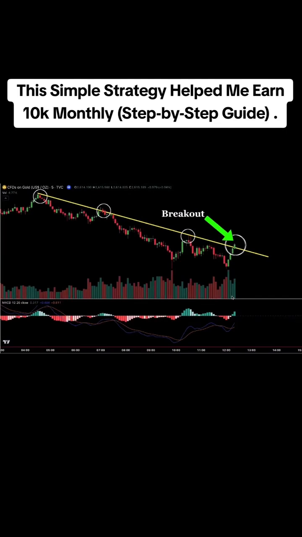Next, let's check the volume. Notice here how the buying volume starts to increase, confirming that more buyers are stepping in at the breakout point. This volume surge supports the validity of the breakout.